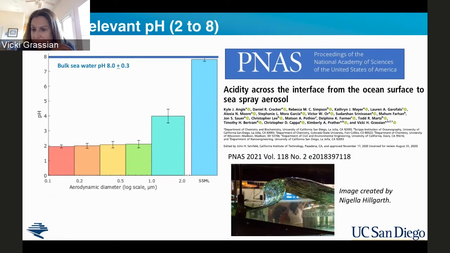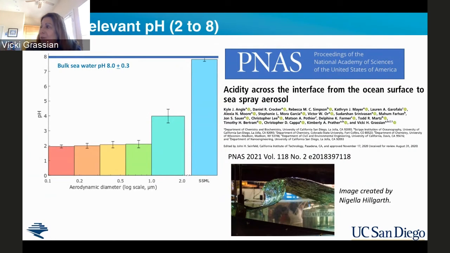We have this beautiful picture from Nigella Hilkarth showing a breaking wave, and then we were capturing the sea spray aerosol. And this time when we did this kind of experiment, because we've done these mesocosm experiments before, we decided to try to capture and measure the pH. So here we have the bulk pH of seawater at about 8. We have the sea surface microlayer, which is a little bit lower at 7.8. And then we have the pH of the aerosol.